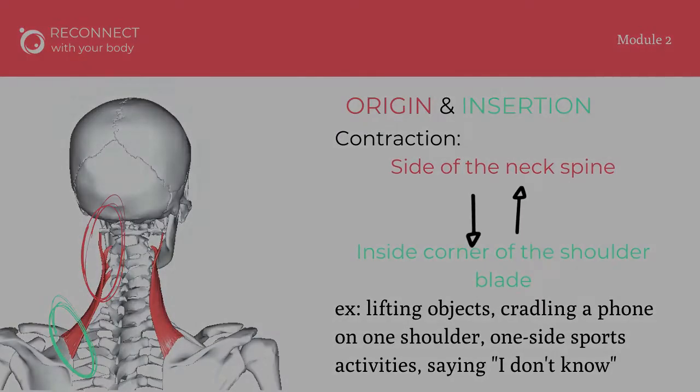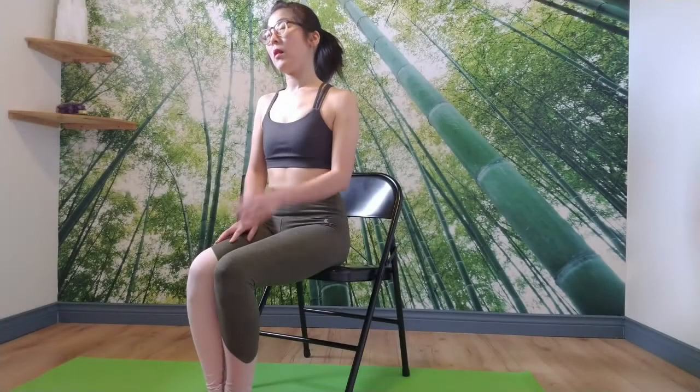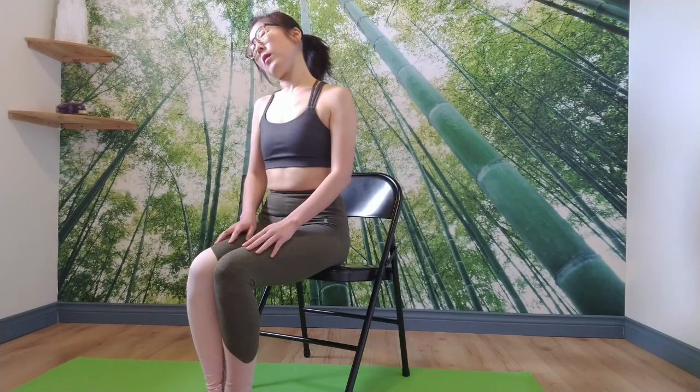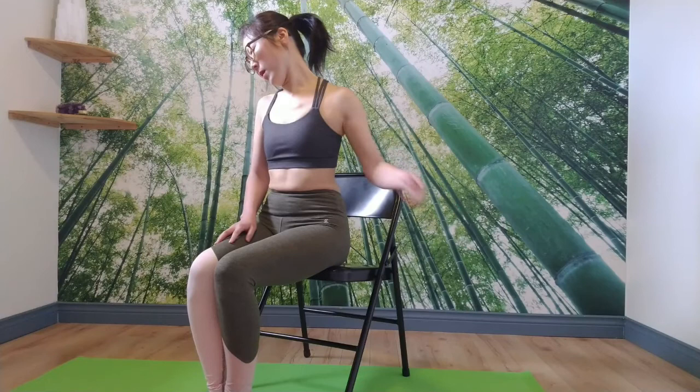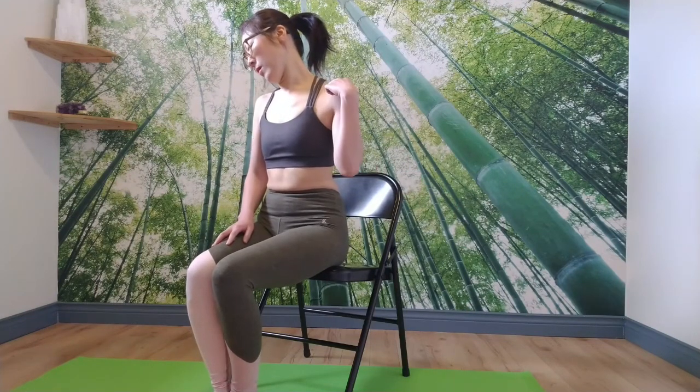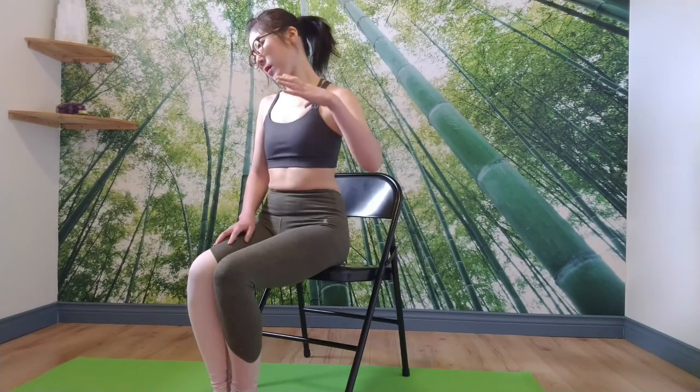This is how I do it. Bend your head to one side and rotate your head down. And lift the arm on the other side up around 30 degrees. Try not to shrug the shoulder.